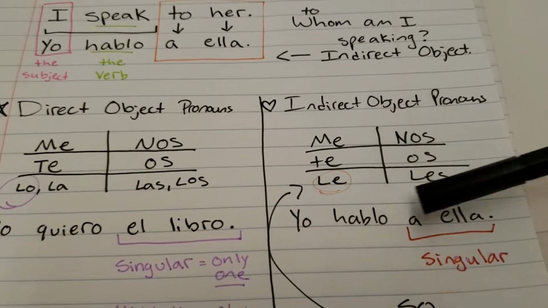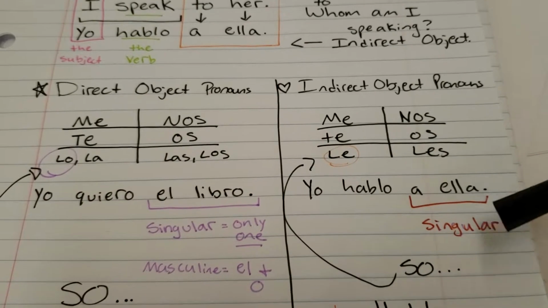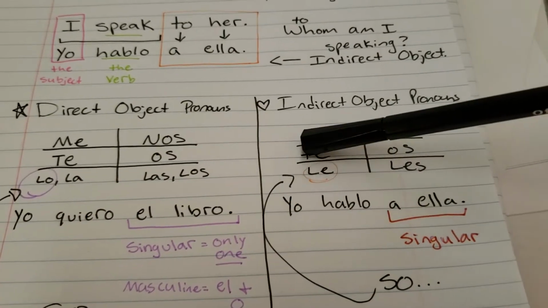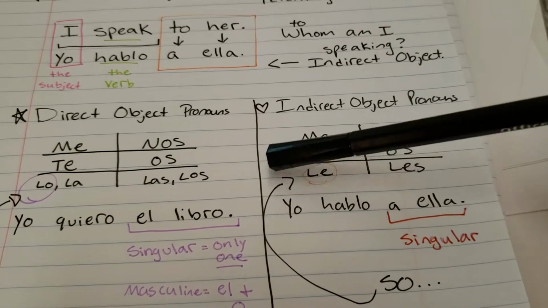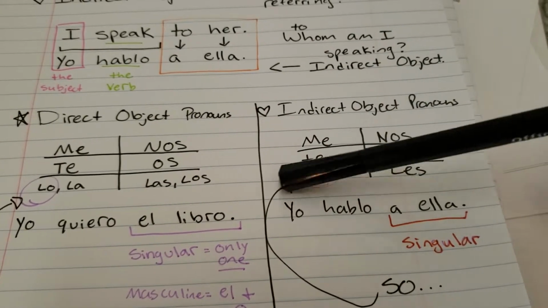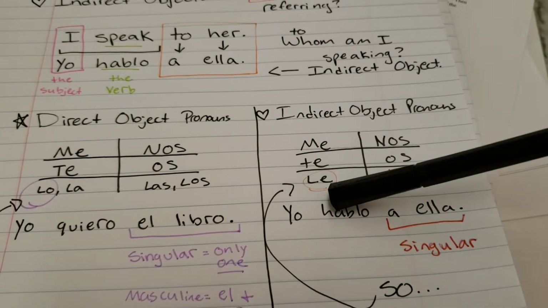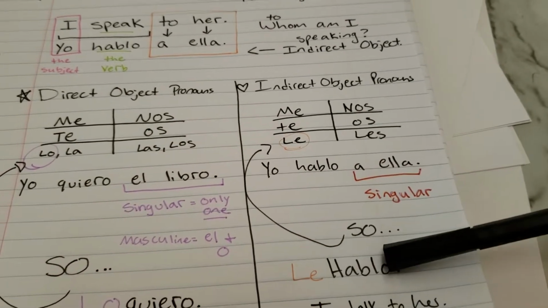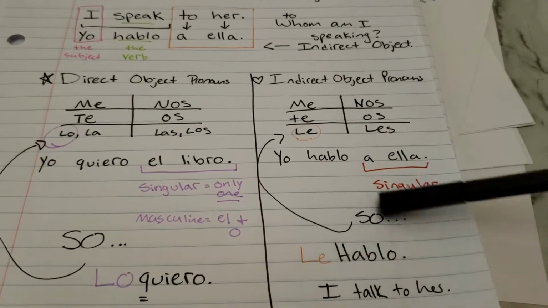Over here, yo hablo a ella. It's singular. That's all you need to know, and that it is, of course, an indirect object. So you come up here, you pick le, which is in the singular side of the third person. Le, singular, third person. Okay, so it becomes le hablo, which is basically I talk to her, just said more lazily, okay?